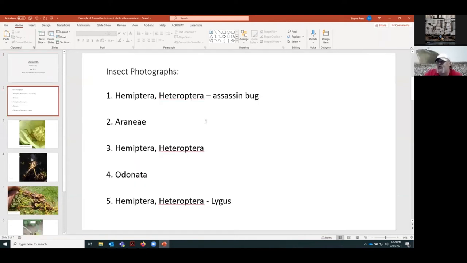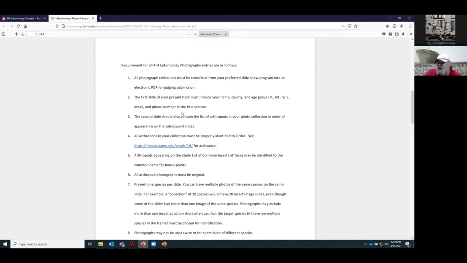And I'm using a junior as an example. Juniors can have a max of 5 insects, intermediates 15, and seniors 20. And here's how that goes. Look at our guidelines. All the arthropods in your collection need to be identified properly to the order. And of course, here's another link back to our state list of insects and how to identify those to the proper order based on dichotomous keys.